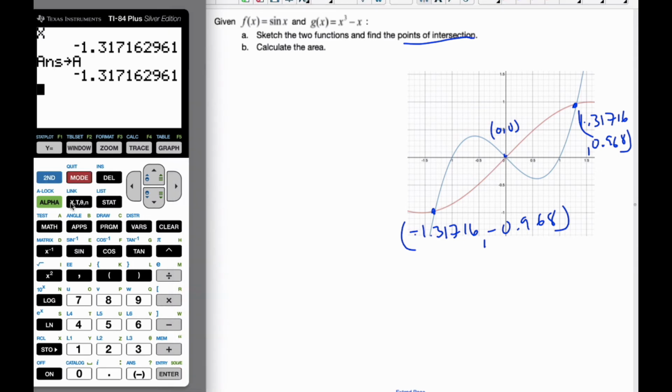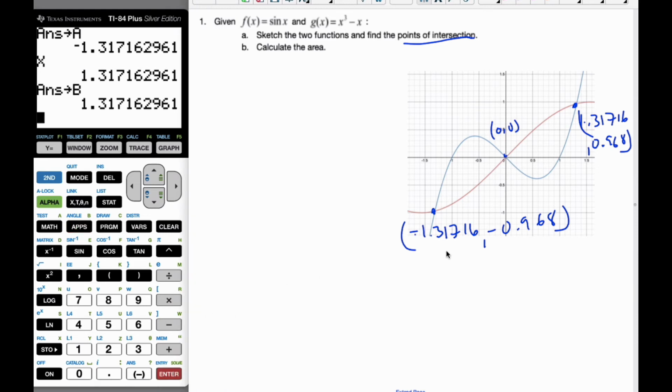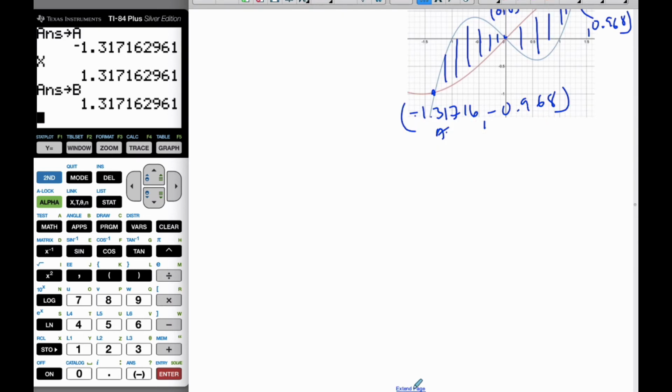So let me quit this. I'm going to look for the x value, and I'm going to store that into b. And so now this is a, and this is b. And now I want to find the area between the two. So I'm looking for all of this area in here. There are several ways for me to do this, and I'll outline them all.